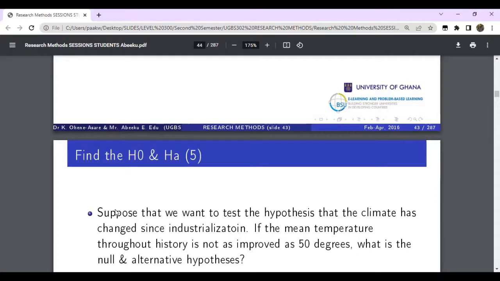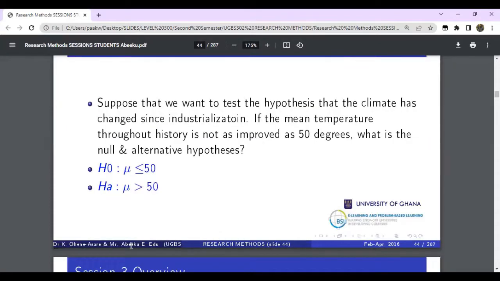Right. So the hypothesis, the H0 will be what? The mu less than or equal to 50, making the HA greater than 50. Good. So that one is here.